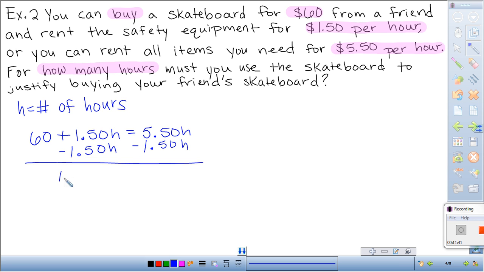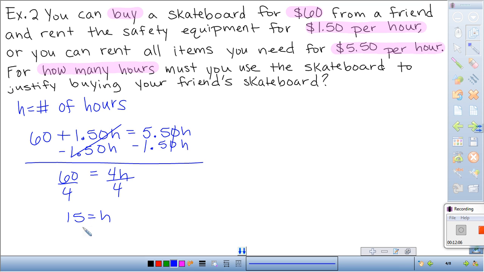So we bring down the 60, plus 1.50H minus 1.50H, that cancels. Bring down your equal sign. 5.50H minus 1.50H. The zeros cancel. 5 minus 5 is 0. 5 minus 1 is 4, so it's 4H. And then we divide both sides by 4 to get H alone. 60 divided by 4 is 15 equals H.